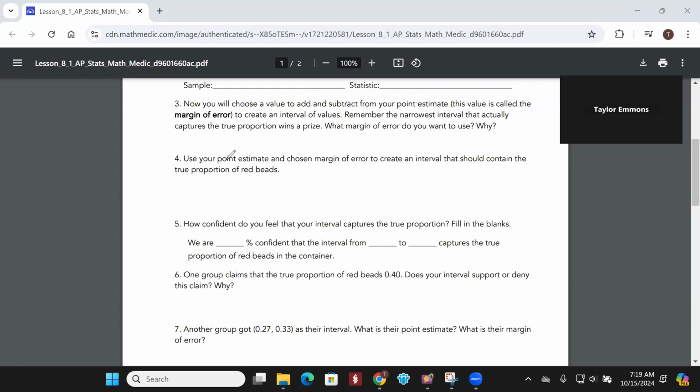Okay. Say it again. So we want to add and subtract. Add and subtract 0.1 maybe. And the reason why we want to choose this is because it's about 2 of more or less red beads.